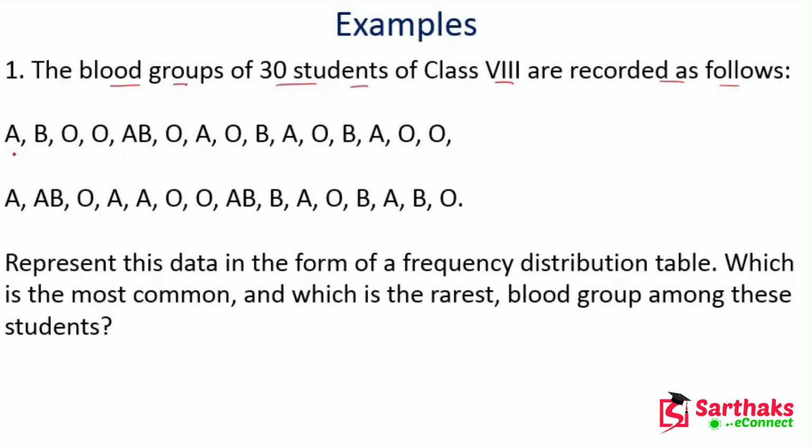Okay, like A, B, O, A, B, O, A, O, B, A, O, B, A, O, O. Okay, similar like this. So represent this data in the form of a frequency distribution table, and we have to identify which is the most common and which is the rarest blood group among these students. I hope you understand these things.